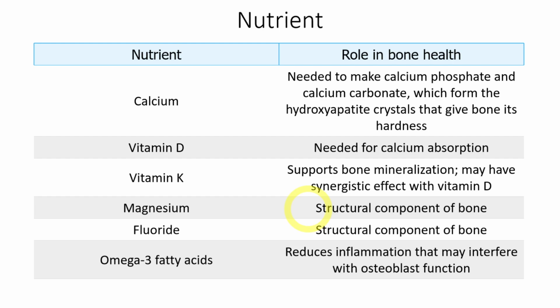Either way, it's not too hard, but here are the essential nutrients to maintain healthy bones. Calcium, of course, goes without saying. Vitamin D comes from the photosynthesis happening in the skin. Vitamin K comes from leafy green vegetables and other things like that. It works pretty much just like vitamin D. Magnesium, it's a metal and it makes the bones strong. Fluoride, it's not a metal and it makes the bones strong.